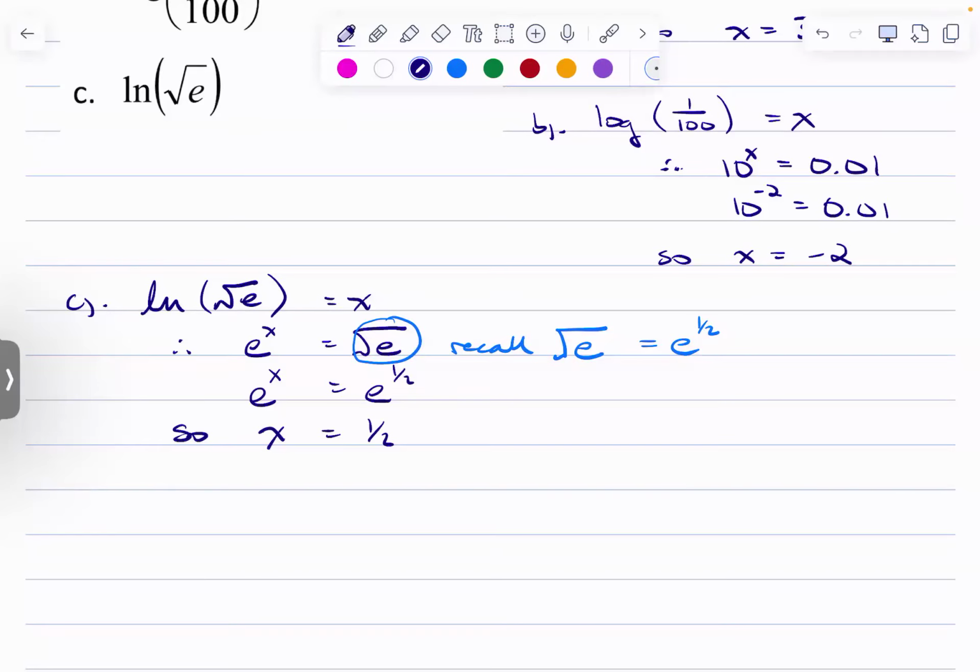Nice. Good. And these you can check, because all scientific calculators have the log base 10 and the log base e button. So if you take the ln of the square root of e, you should get back 1/2. You do. Nice.